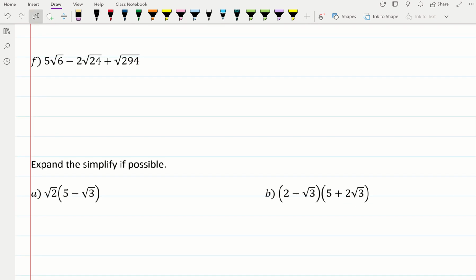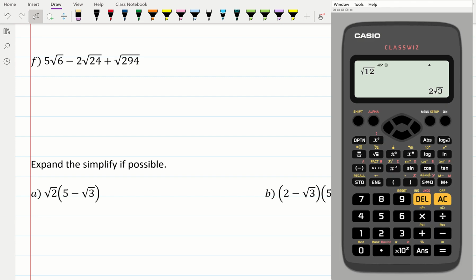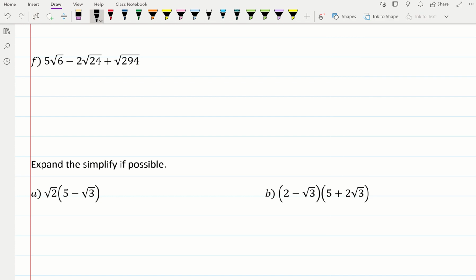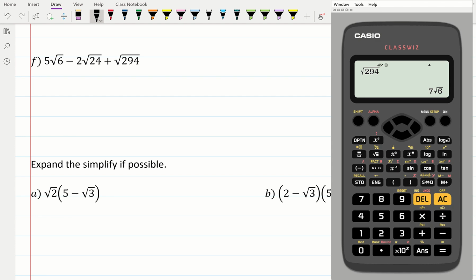And something like this, 5 root 6, take away 2 root 24 plus root 294. Well, the first thing I'm going to do is check that there are no square numbers. I know 6 is not a square number. I know that 24 is not a square number. I'm not sure about 294, so I'm going to check if root 294 is a square number. No, it's not, but interestingly, it's 7 root 6. Often they'll ask you to show your workings, so it's good to be able to show that.